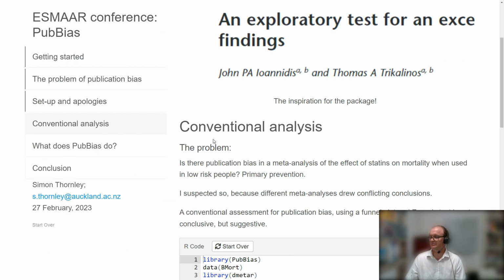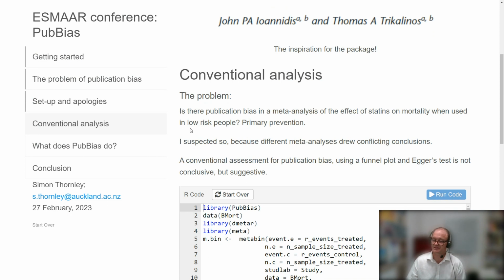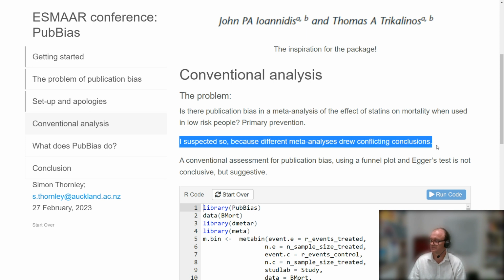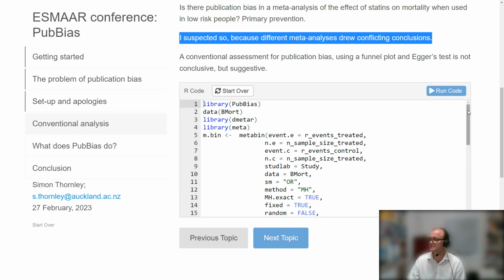Okay, so let's just think about an example. I think that is the best way to explain publication bias. Several years ago, I was looking at the effect of statins on mortality in low-risk populations, for primary prevention. And I noticed that some published meta-analyses were positive, showing a beneficial effect of statins, and some were negative. And I thought, well, I wonder if publication bias is an issue here. There were conflicting conclusions and also small pooled measures of association.